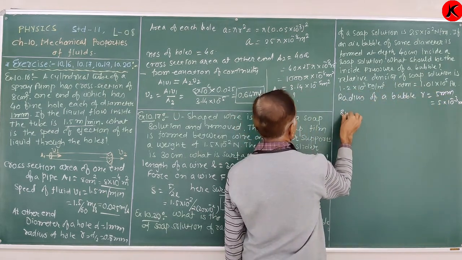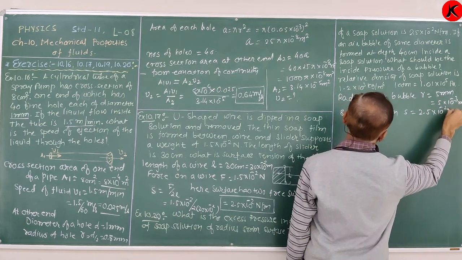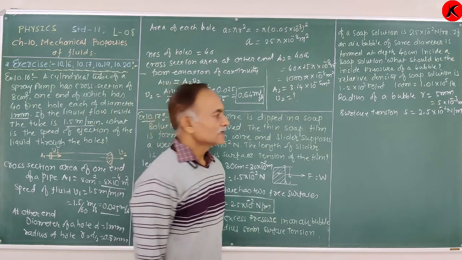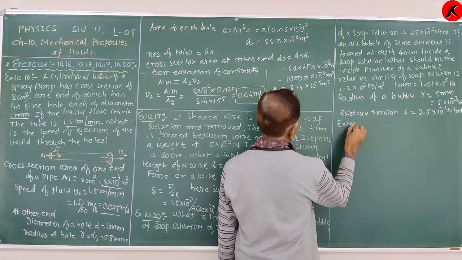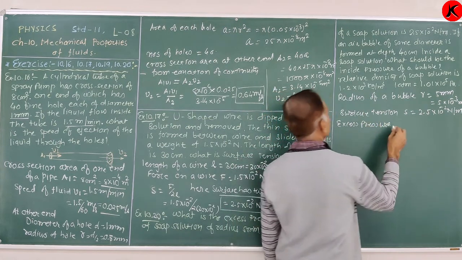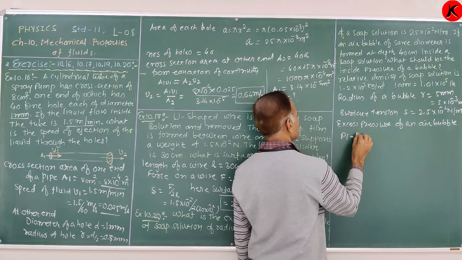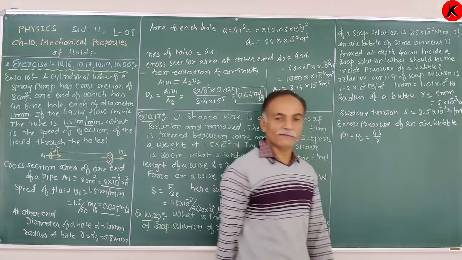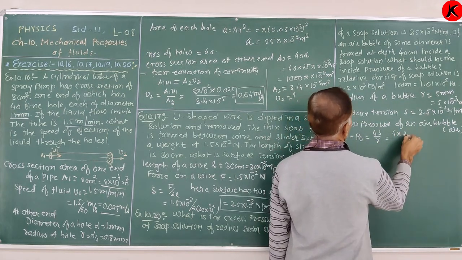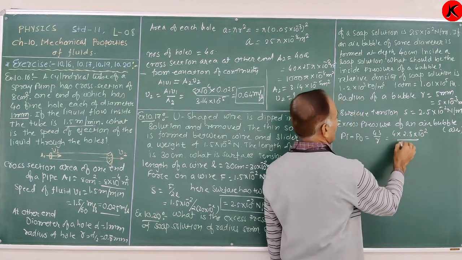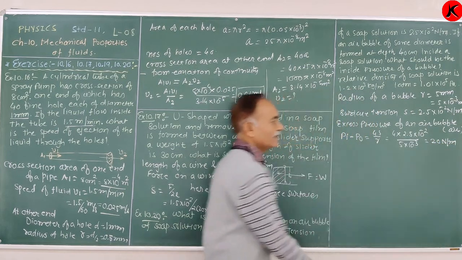Now surface tension S is given as 2.5 × 10^-2 Newton per meter. So first we find the excess pressure in a bubble. Therefore, excess pressure of a bubble, we can write Pi minus Po is equal to 4S upon R. That is in a medium. Substitute the values: 4 × 2.5 × 10^-2 upon radius 5 × 10^-3. So it is equal to 20 Pascal, or 20 Newton per meter.